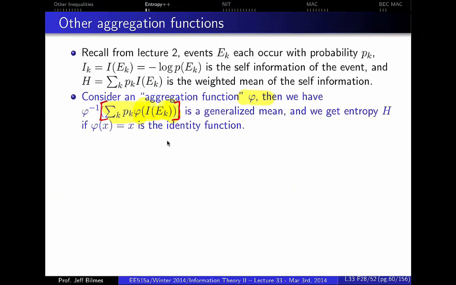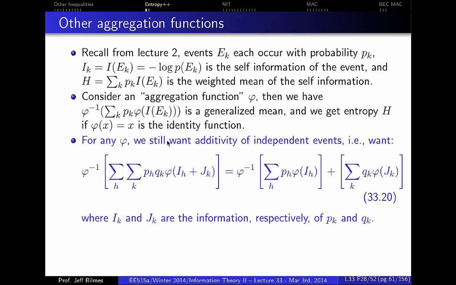So the question is, what aggregation functions might we be interested in? One obvious one is the identity function, phi of x equals x. That gives us back the entropy. But amongst all the aggregation functions, we probably still want this notion of additivity of independent events. Remember, when two random variables are independent, the probabilities of those events multiply.